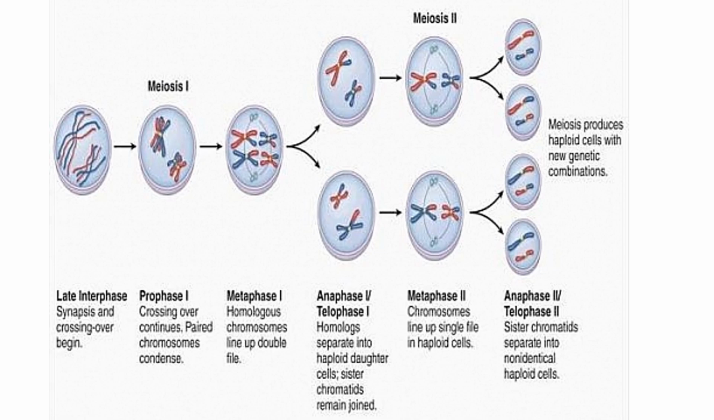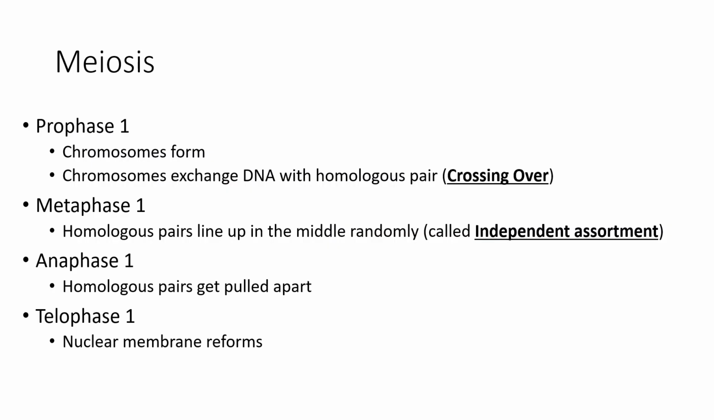Now, in meiosis, it does that as well, but it just does it twice. It does PMAT once and then PMAT a second time. And a few other little changes. One change is that prophase is pretty much the exact same thing. Chromosomes form up, but the only difference is that crossing over occurs. We talked a little bit about what crossing over is.